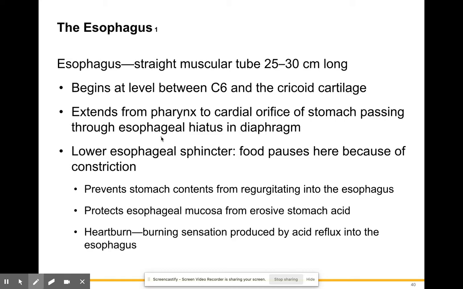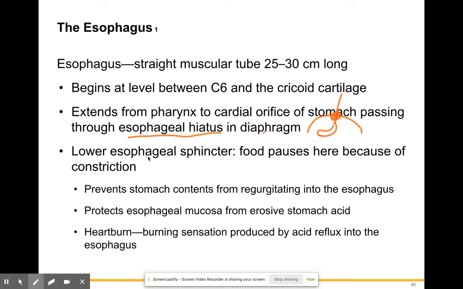And it passes through the esophageal hiatus. The esophageal hiatus is a hole that's in the diaphragm. Okay, here's your diaphragm. It's this kind of big arched muscle. Okay, your esophagus has to go through that in order to get to the stomach, which is over here. Okay, the hole here where the esophagus goes through the diaphragm, that's called the esophageal hiatus.